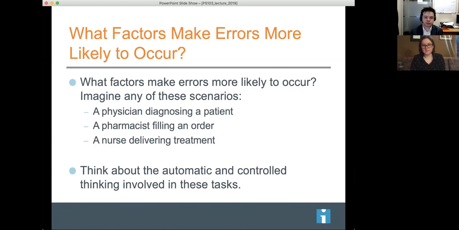That's an excellent example, and it's something that we also think a lot about in anaesthetics, as we're always getting out drugs, drawing them up, and sometimes in a hurry as well. A pharmacist filling an order. An example of that could be on a handwritten script that something's difficult to read. That's an example.